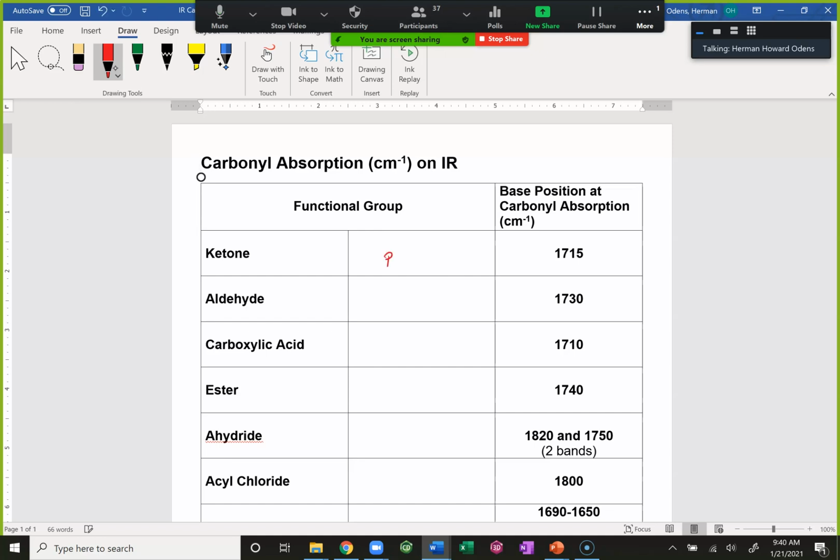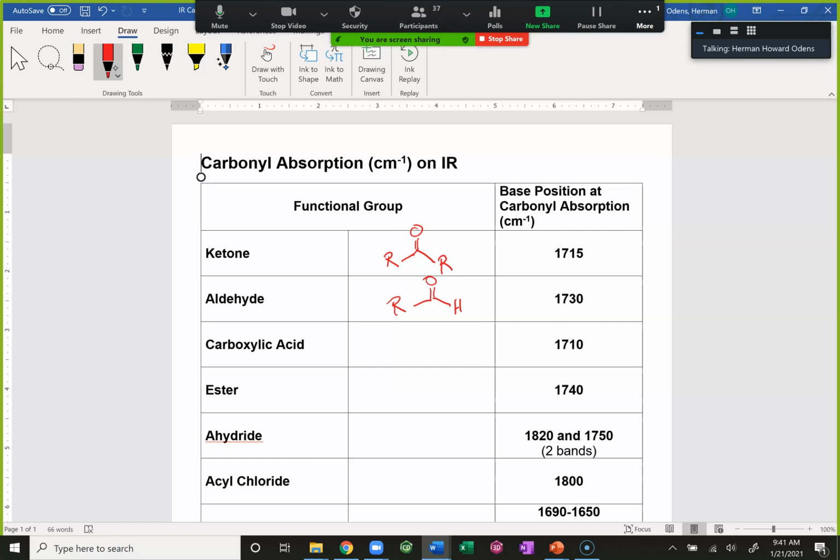So for the ketones, you have this. You don't need to draw the C. That would be 1715. Aldehydes is an R with a carbonyl and an H. These are 1730. So for the aldehyde here, now you're thinking, okay, besides the carbonyl, I need to have the two horns in the CH region. Remember that? So you need to start thinking about those things.